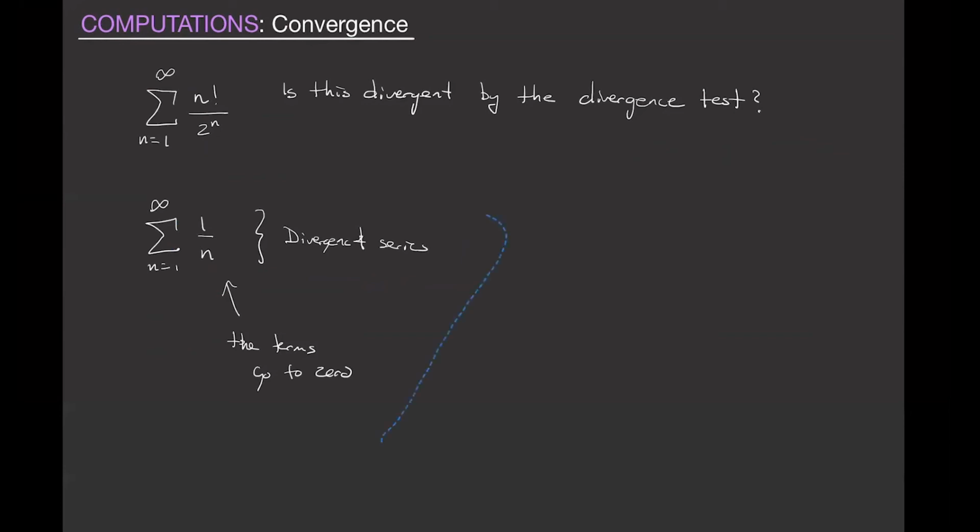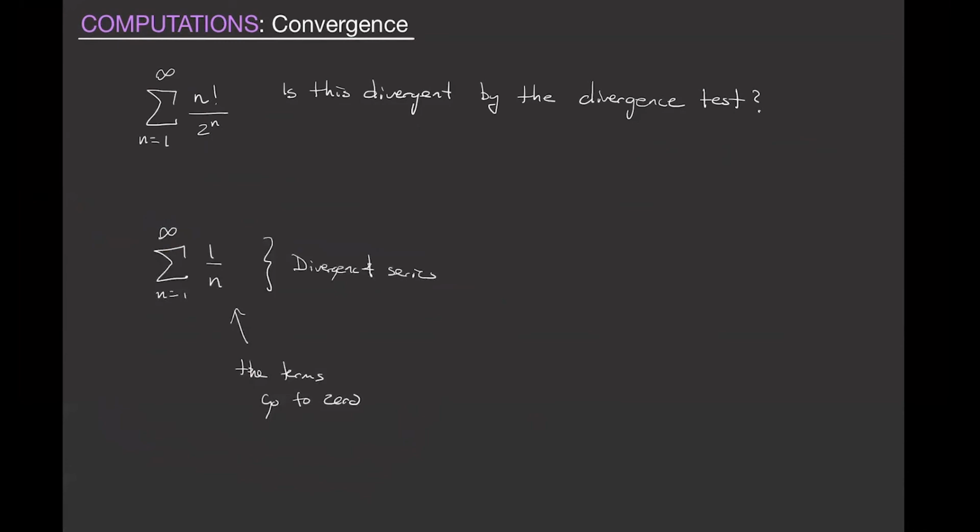The question, and maybe you can say in chat just to get a sense of where you're at with this: what do you think? Do you think that the terms here go to zero or don't? And if they don't, that would mean by the divergence test that it's divergent. So you can just say in chat whether you think the terms go to zero or not, or whether you think it's convergent, divergent, just whatever your thoughts are.